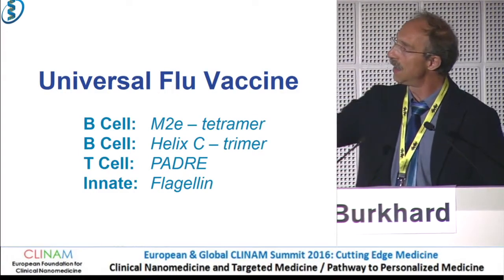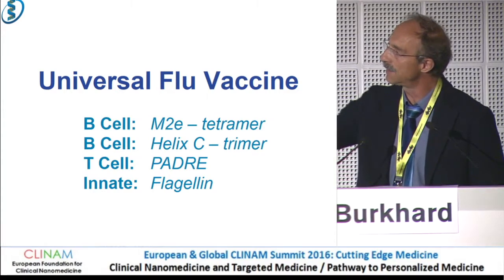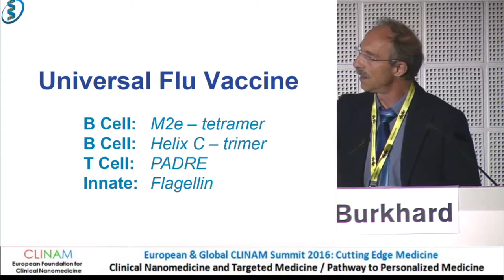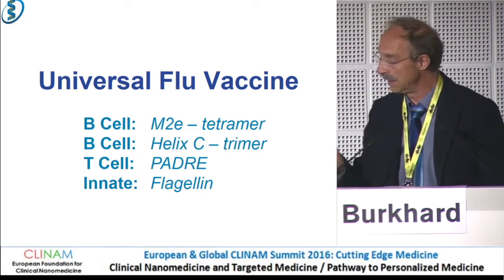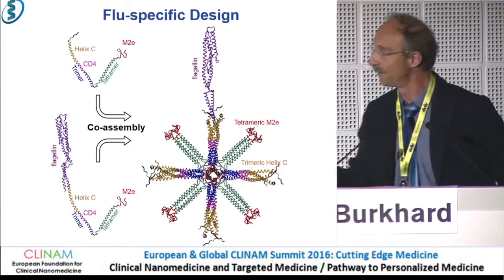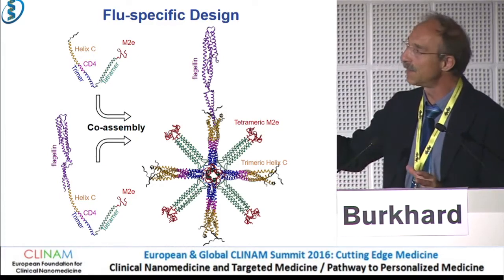So the B-cell immune response, we use M2E as a tetramer, helix C as a trimer. The T-cell epitope will be Padre, and an innate immune response will be triggered by flagellin. How does it look like? So here we have basically a little bit of a different concept.